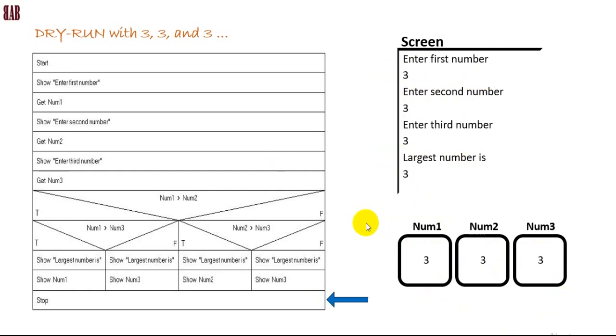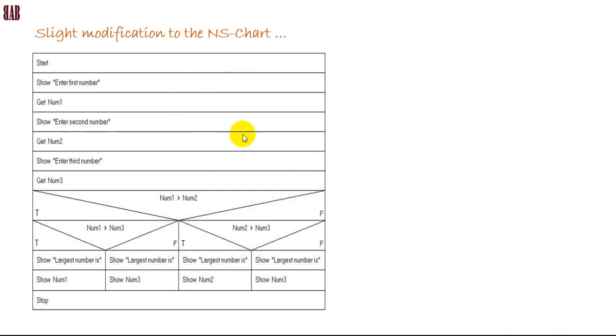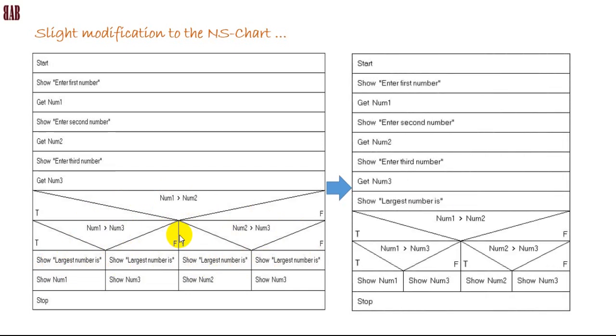Okay. Now let's see a slight modification to the NS chart. We are going to do a small modification. This is our original NS chart, right? Here we are going to write this in a slightly different way, because if you look at these conditions, whether you are coming through this side or this side, and then whether you are going through this side or this side or this side or this side, all of them have show largest number, show largest number, show largest number.